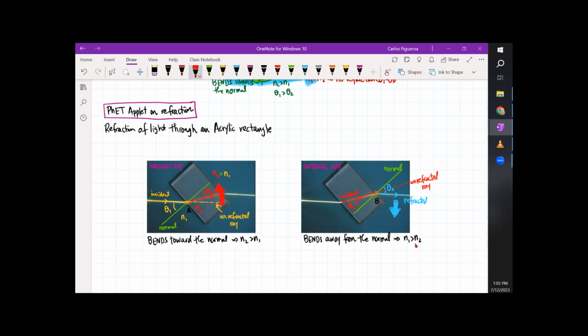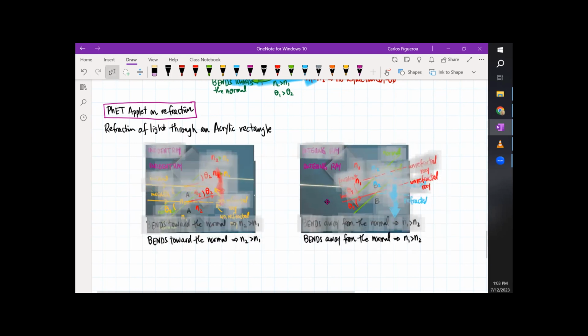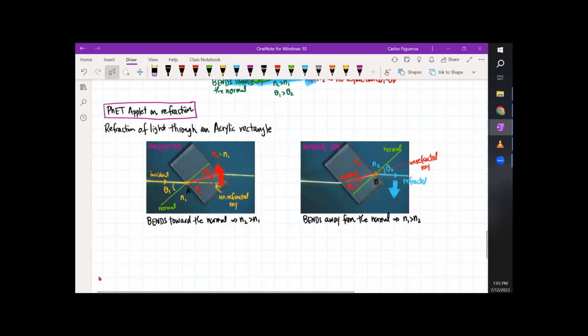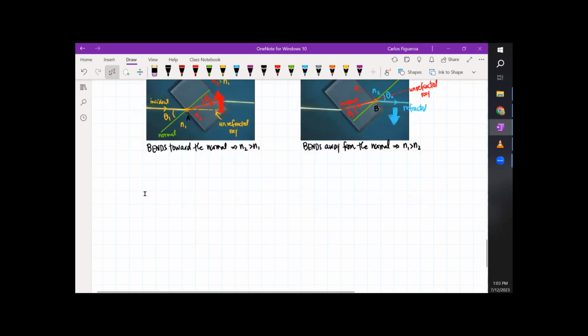And by the way, I did not label this, so in this case, I call that N1, and in this situation, I call this N2. So that's how I use the law of refraction to analyze how I'm getting either bending towards or away. So now what I want to do here is show you one more example.